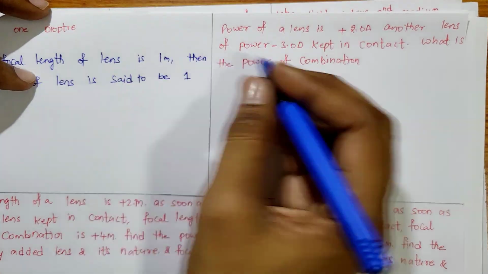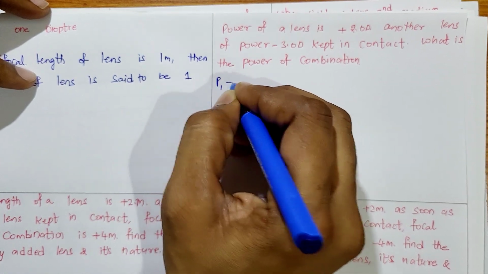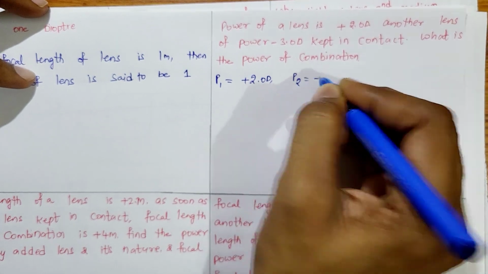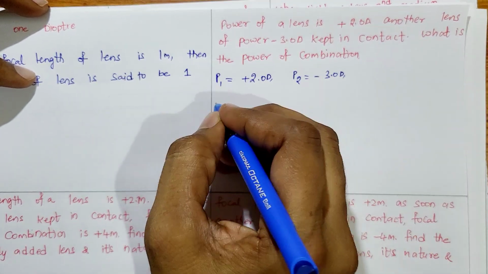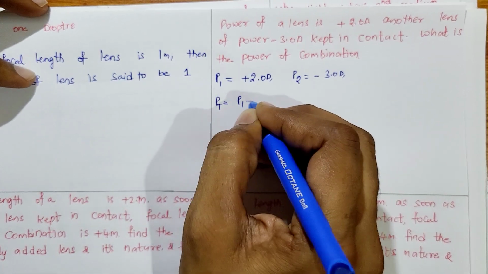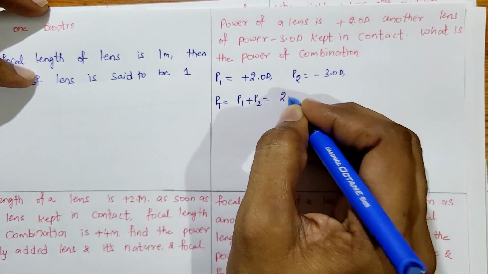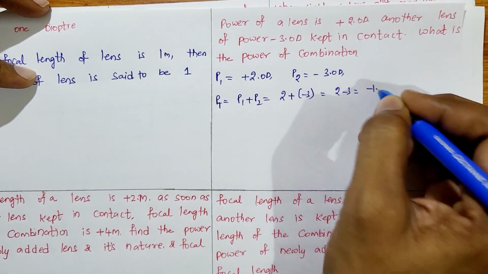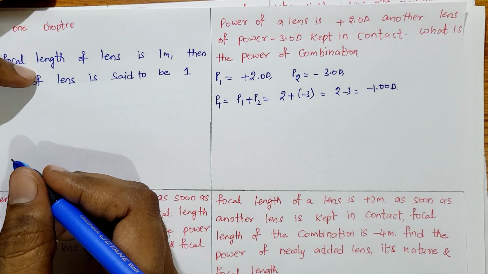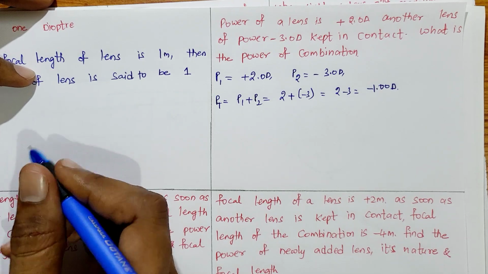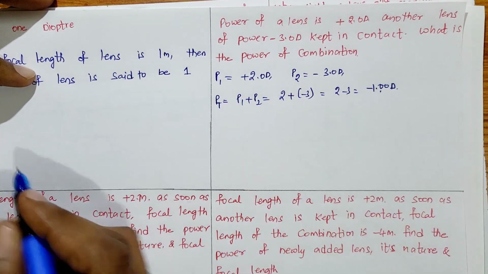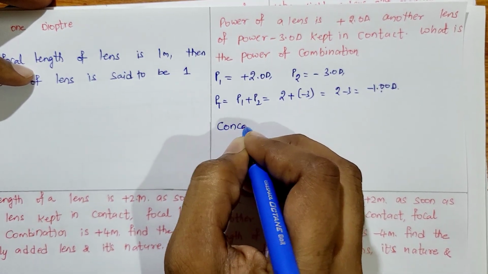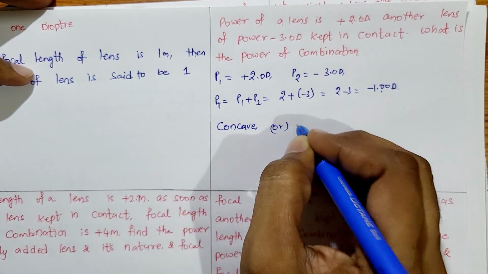See now, power of the first lens P1 is equal to plus 2.0 diopter. Power of the second lens P2 is equal to minus 3.0 diopter. Total power P total is equal to P1 plus P2, that is 2 plus minus 3. It is 2 minus 3, that is minus 1.00 diopter. Okay. Now, what is the power of the combination? Minus 1 diopter. And what will be the nature of the lens? The nature of the lens will be concave or diverging.